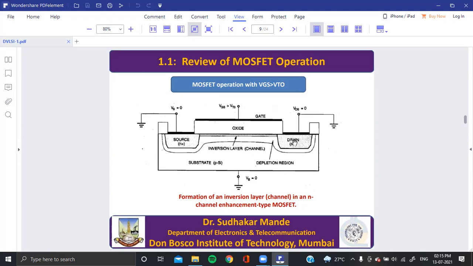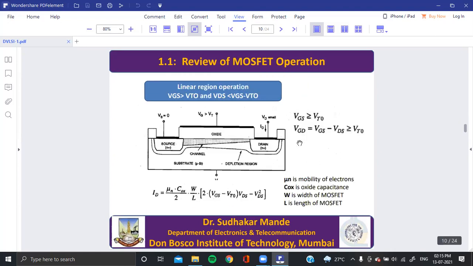Now N plus drain full of electrons. One bridge will be formed. N plus source full of electrons. And thus, when gate voltage is greater than threshold voltage, this inversion layer connects drain and source together, and any small voltage applied between drain and source will move these electrons from source to drain, and thus current flows through the MOSFET. And therefore, to turn on the MOSFET, minimum voltage required is threshold voltage or greater than threshold voltage. Now, MOSFET works in three regions.